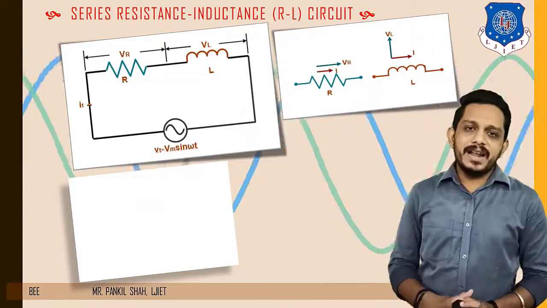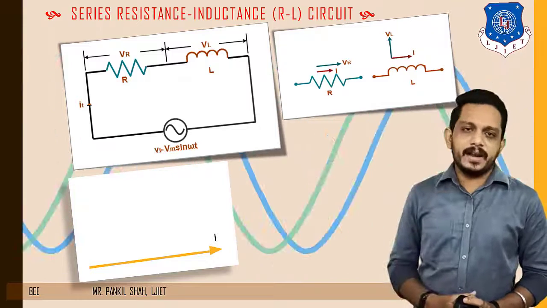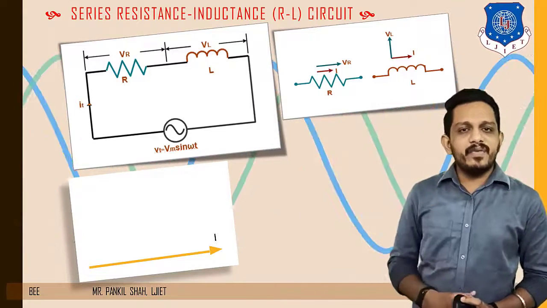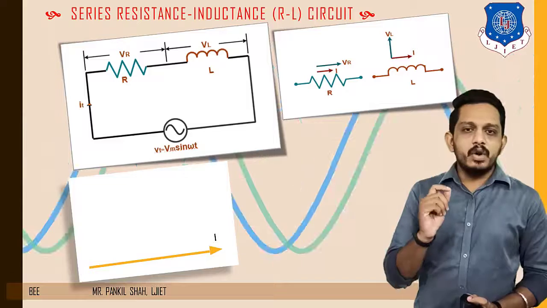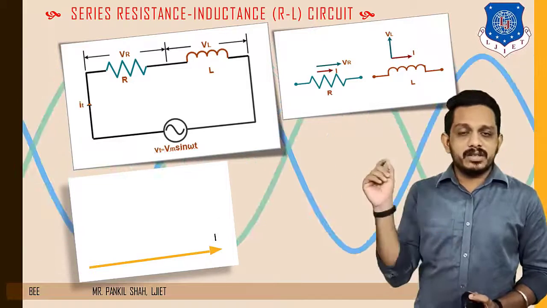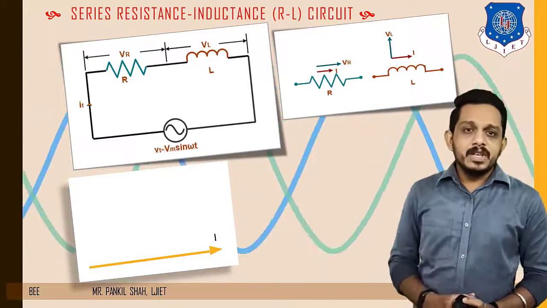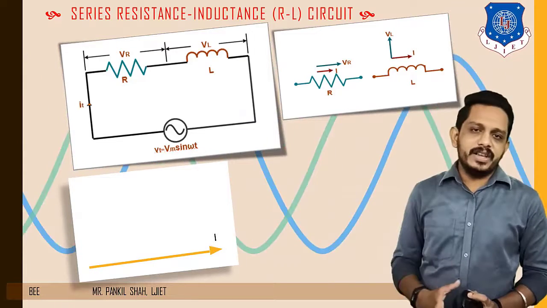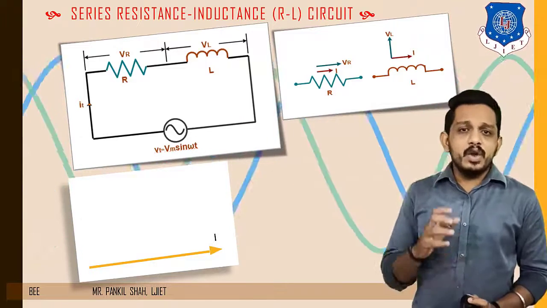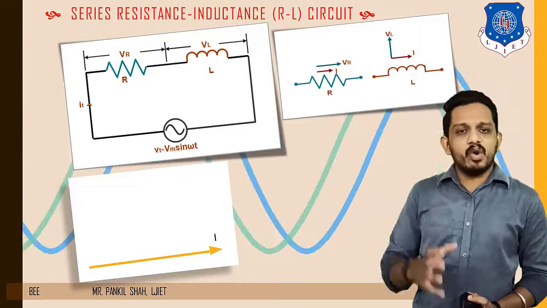So for that, let's consider a complete phasor diagram. To draw a complete phasor diagram, you first have to draw the line of the current. So we have drawn one line of current here. On this line, you have to draw both the voltages.